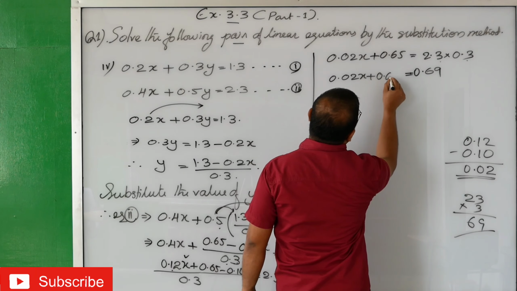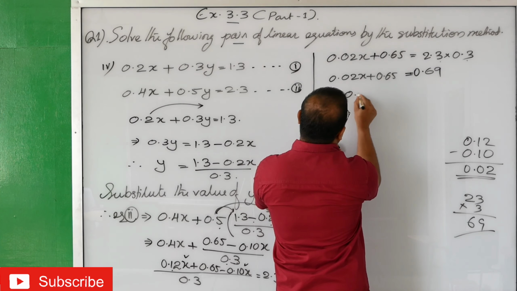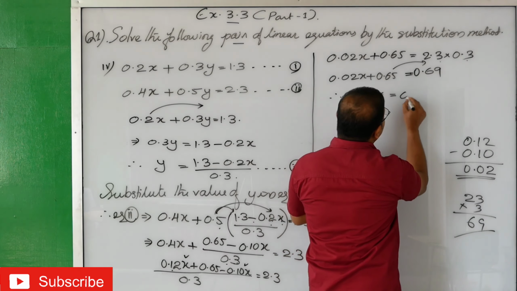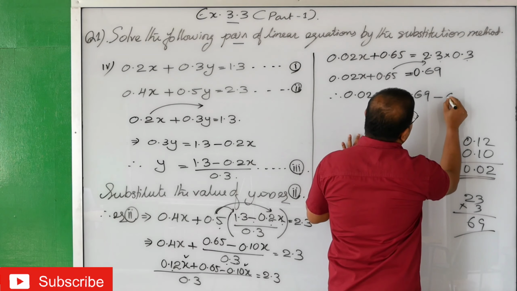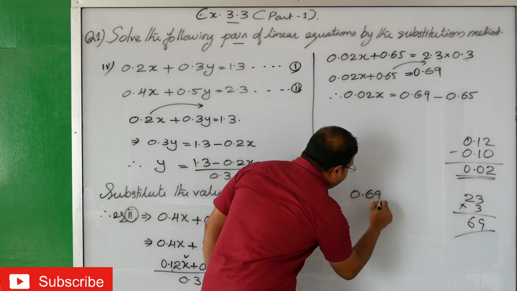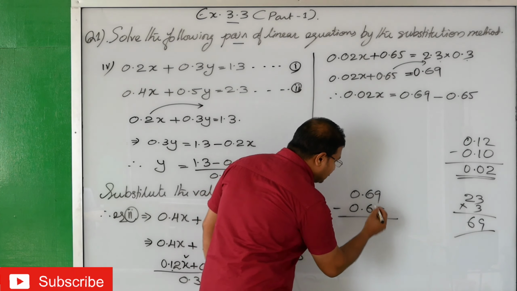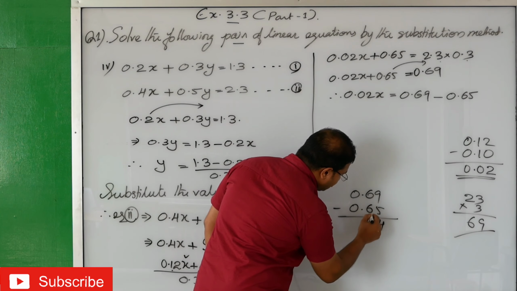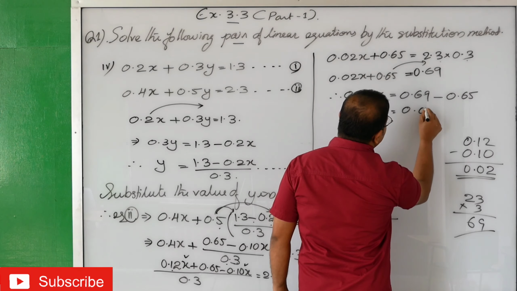Ready? Now, that is 0.02x plus 0.65 equals 0.69. Therefore, 0.02x equals, this will carry to the next side. So already here 0.69, and this plus goes to the next side, minus 0.65. Ready? Now what will we do? 0.69 minus 0.65. That means while subtracting, 9 minus 5, 4. 6 minus 6, 0. That means we'll get here 0.04.